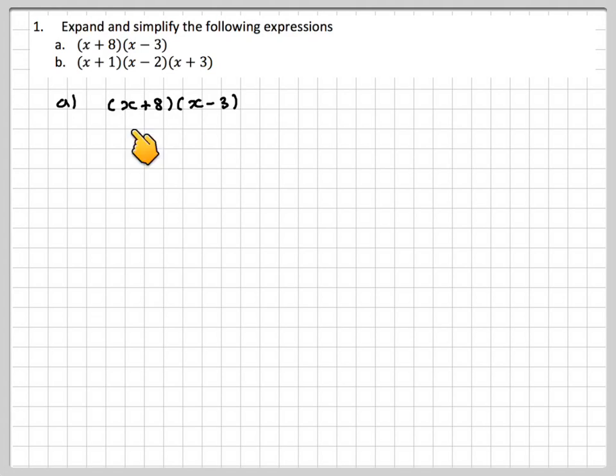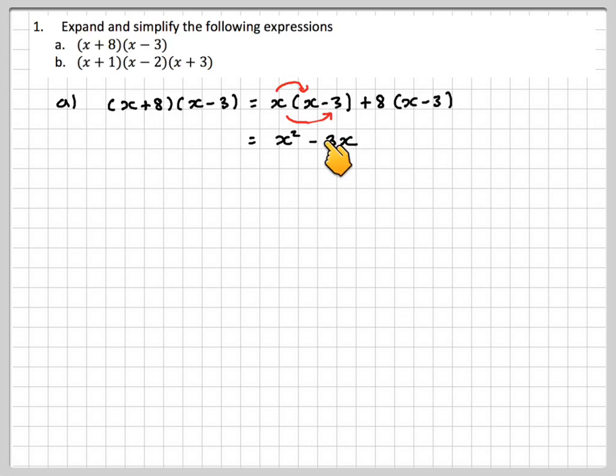So the method I'm going to use is x times this bracket, so that becomes x times x minus 3, plus 8 times this bracket, plus 8 times x minus 3. So expanding, x times x gives me x squared, x times minus 3 gives me minus 3x, 8 times x gives me 8x, and then 8 times minus 3, which gives me minus 24.